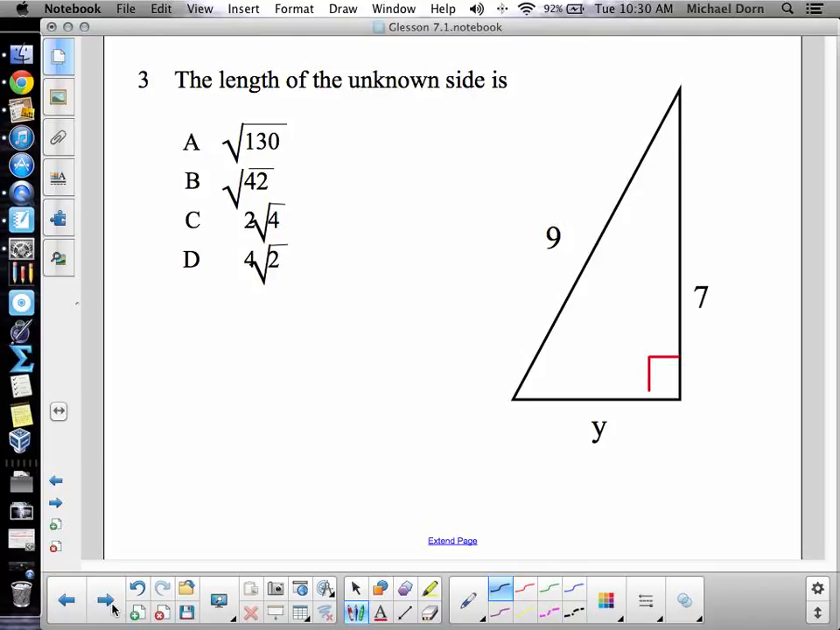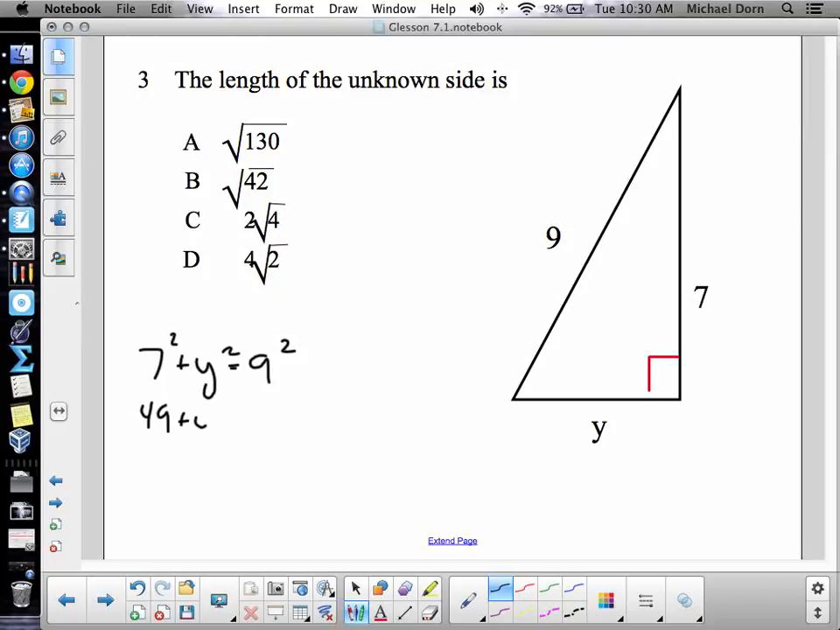Here's one that's kind of in multiple choice format. It was originally set up kind of as a quiz format question, but we can go ahead and do this. How would we set this up? Somebody tell me how you'd set up the equation in this case. What did you do? 7 squared plus y squared equals 9 squared. Good.